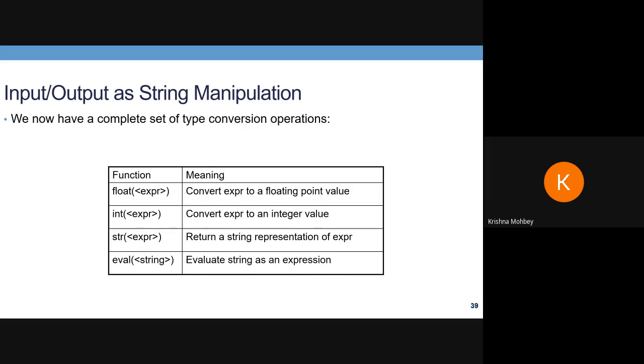So for the conversion, we have seen some operations like float. We can convert an expression to a floating point. The expression may be your string. Similarly, if you want to convert any of these strings or expressions into an integer, we have the function int. If we want to convert any number or float value into a string, we have the function str, and eval is the evaluation of a string. It evaluates an expression.